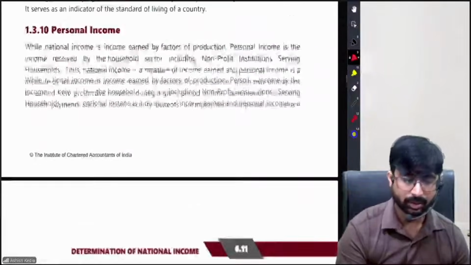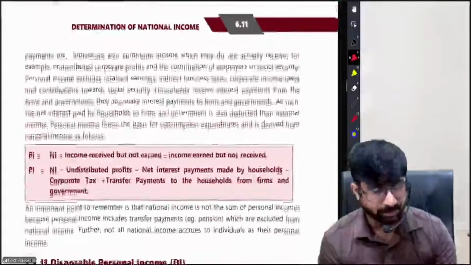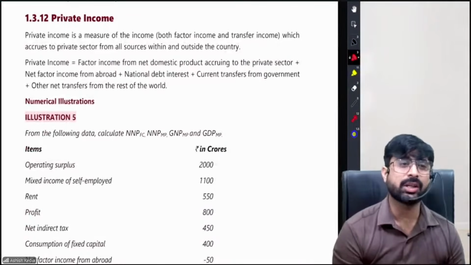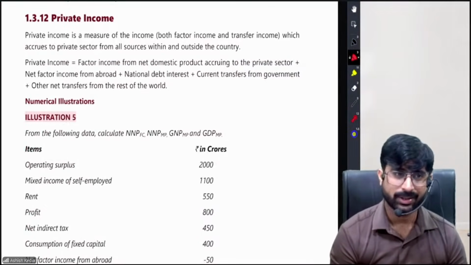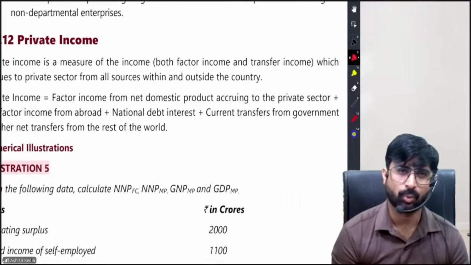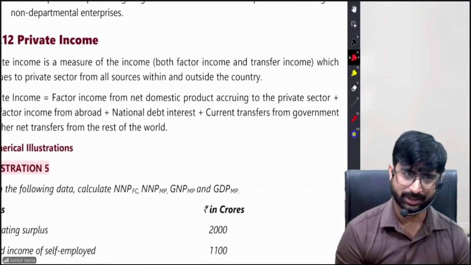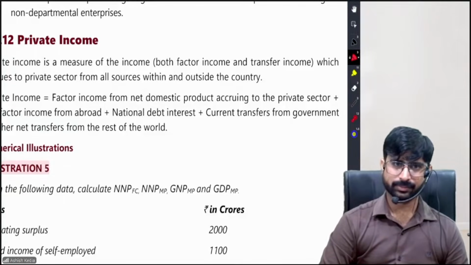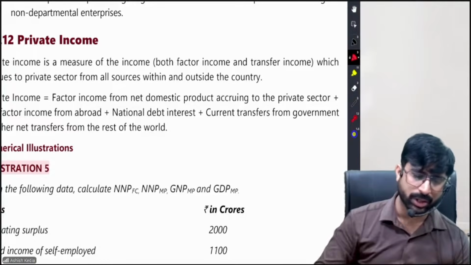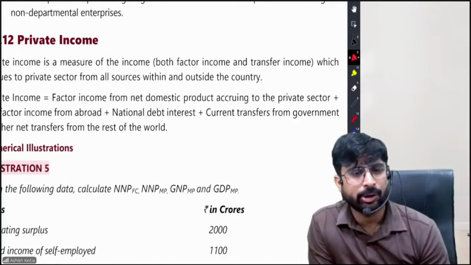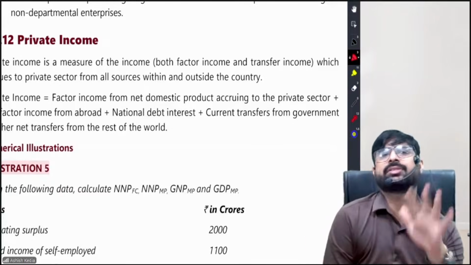Now, class, a very important concept indeed. Personal income, personal disposable income, private income. These three areas the institute gives questions from. So let me elaborate it for you. I will talk to you about private income first. Think carefully. Listen carefully. Students, private income is a situation which cares not about the national income, but about how much the private sector has earned.